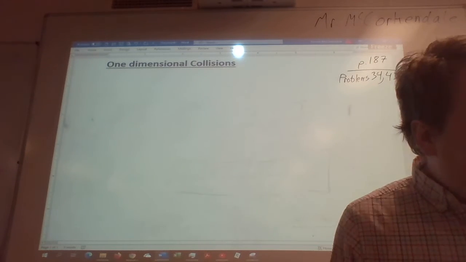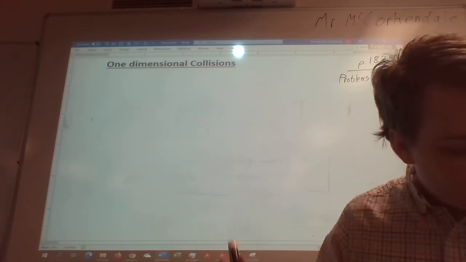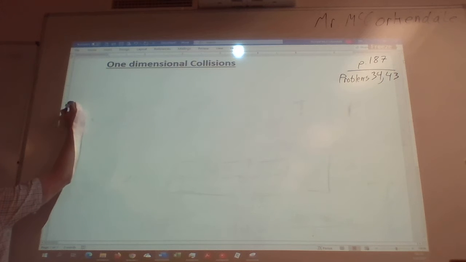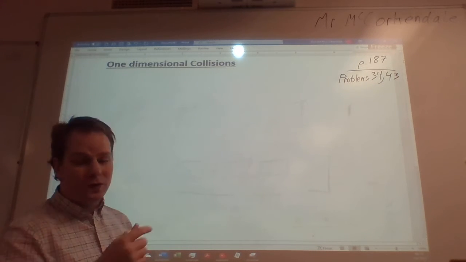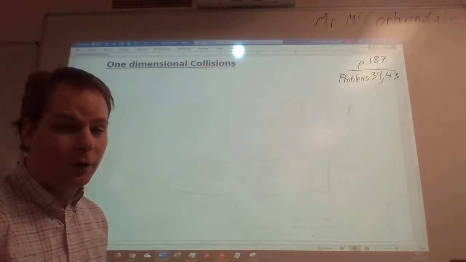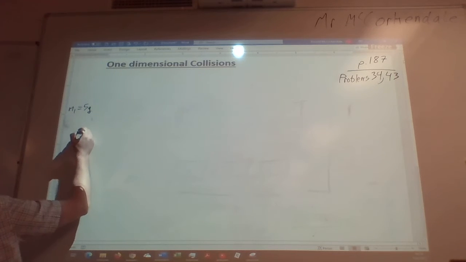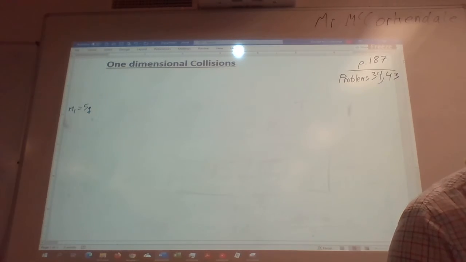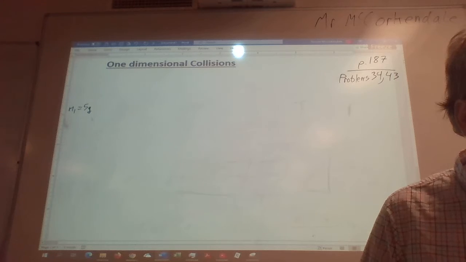All right, a 5-gram object moving to the right. So I'm going to call that object 1. So 5 grams, that's a mass. That mass, though, is in grams and needs to be in kilograms. So I'm going to convert that to kilograms here in a bit. So M1 is 5 grams, and it is traveling to the right at 20 centimeters per second.